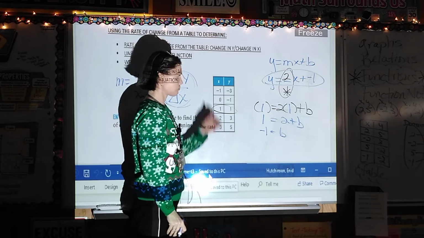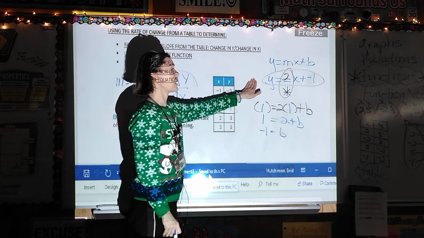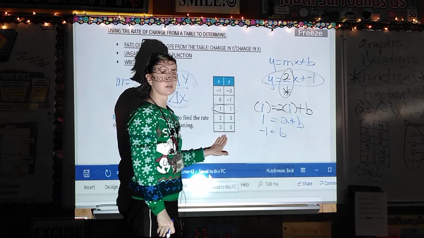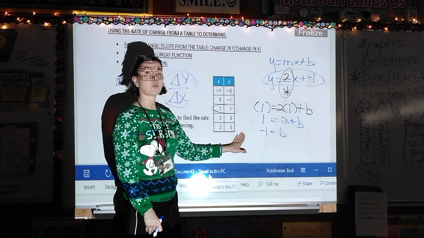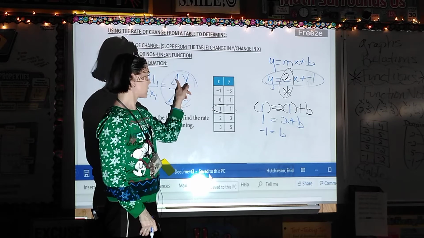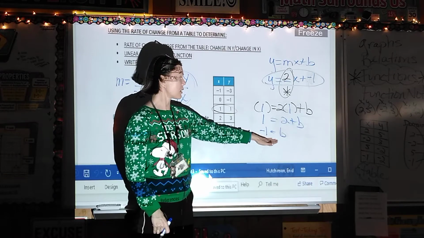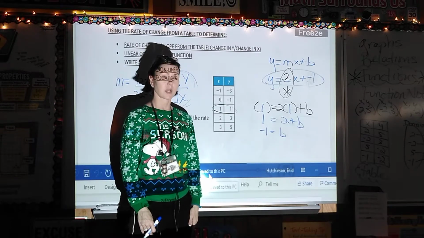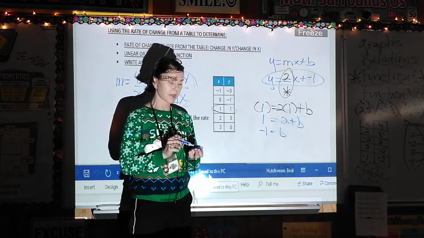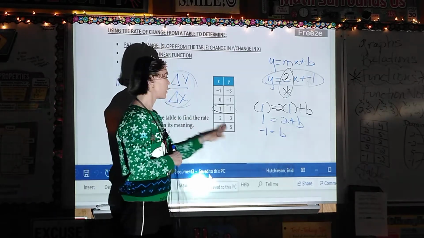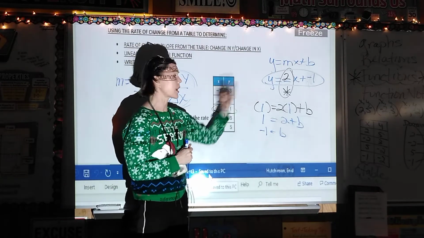Okay? So, in order for us to write the equation of a line from a table, we have 2 steps. We have to find the change in y divided by the change in x, delta y over delta x. Simplify, get the slope, and then step 2, solve for b. We're going to go over some examples live, but that's basically the concept of how you use a table to write the equation of a line or a linear function.